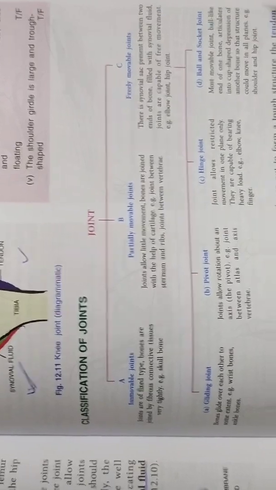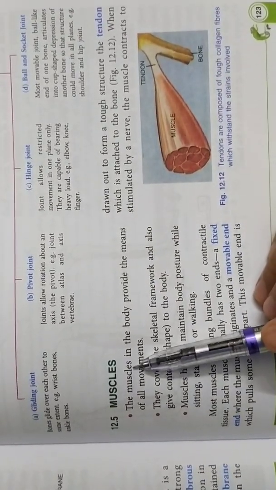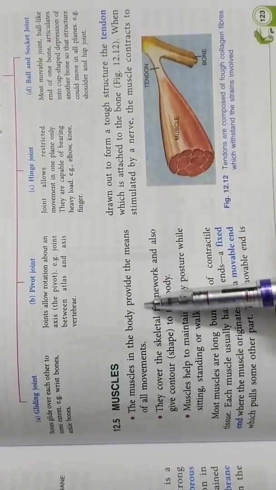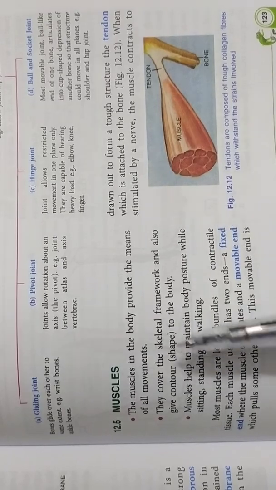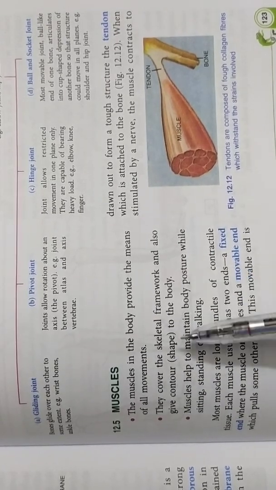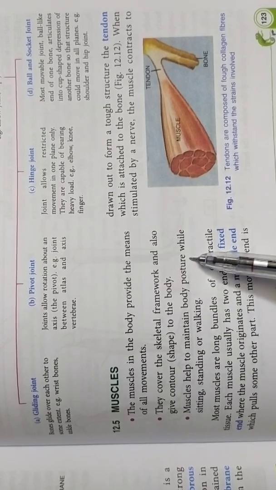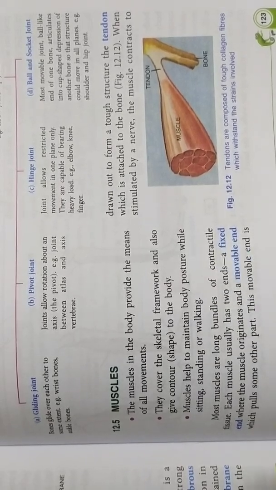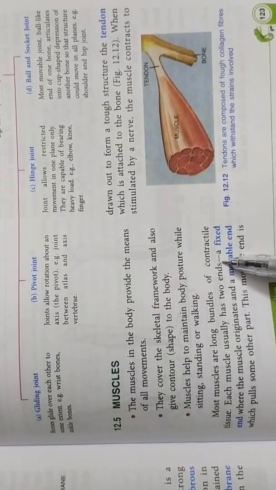The next part of this chapter describes the muscles, and this also you have studied. Muscles in the body provide all kinds of movements, and we have a skeletal framework which gives shape to our body. Muscles help to maintain body posture while we are sitting, standing, walking. Now all muscles are made up of two ends.